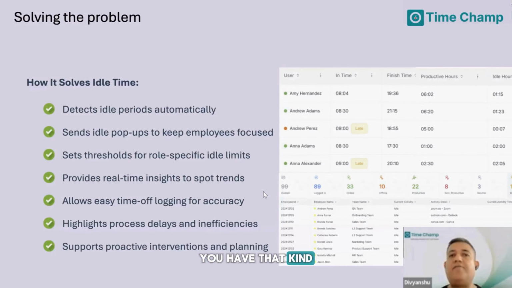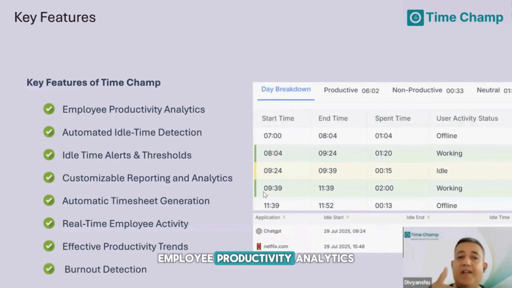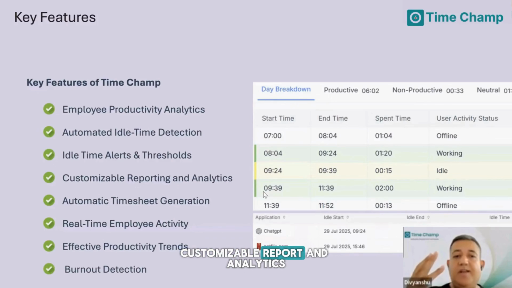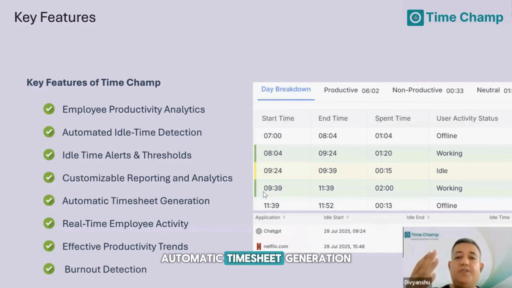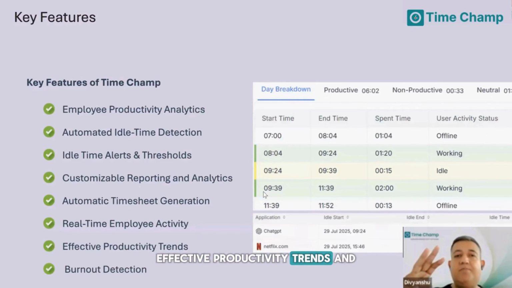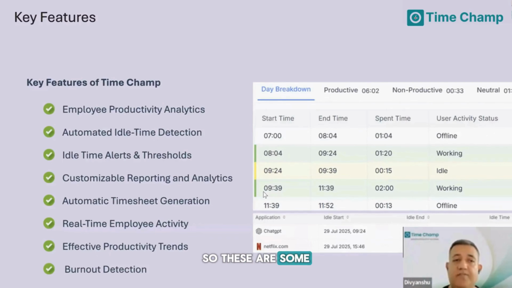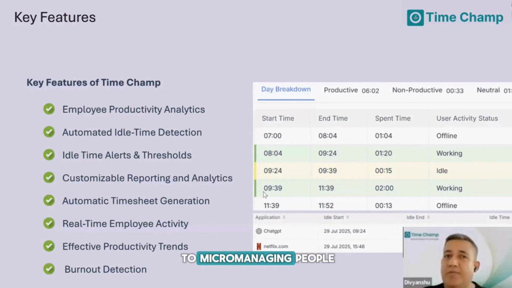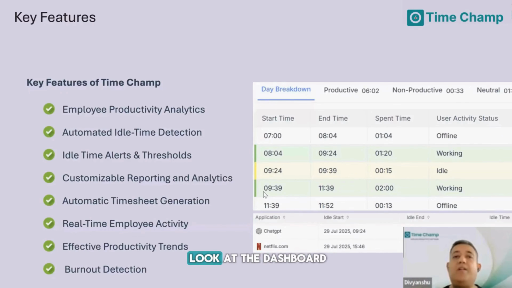Key features that TimeChamp provides you: employee productivity analytics, automated idle time detection, idle time alerts and thresholds, customizable reports and analytics, automatic timesheet generation, real-time employee activity, effective productivity trends, and burnout detection. So, these are some of the key features which TimeChamp provides you. And how it provides them is by giving you a unified dashboard. So, you don't have to depend on micromanaging people. You just have to look at the dashboard. The dashboard is going to give you all the information.